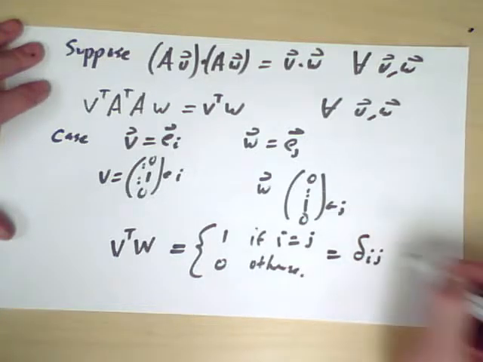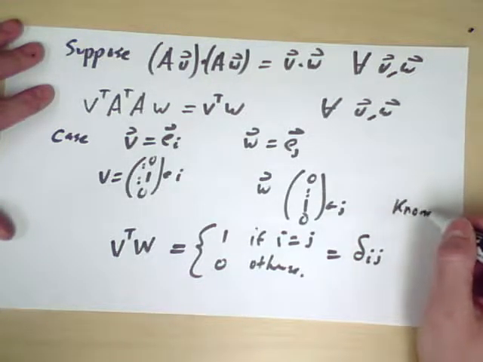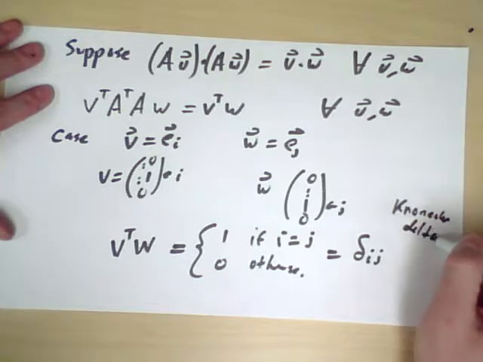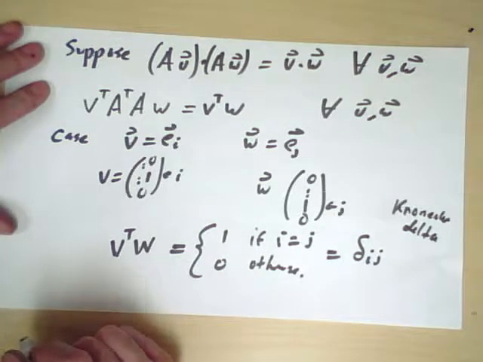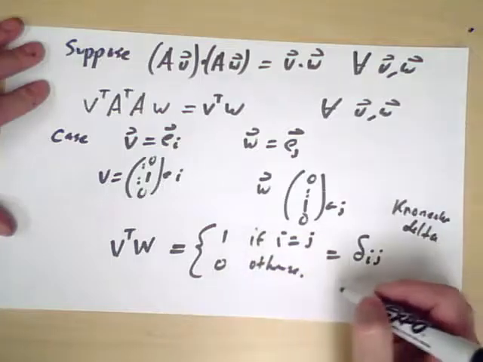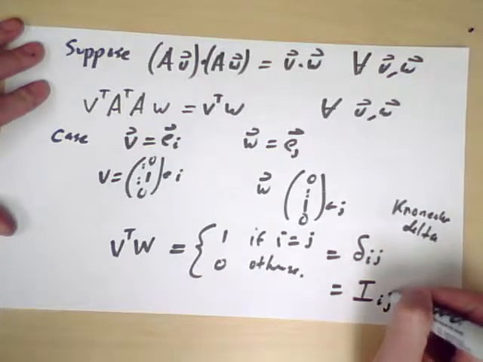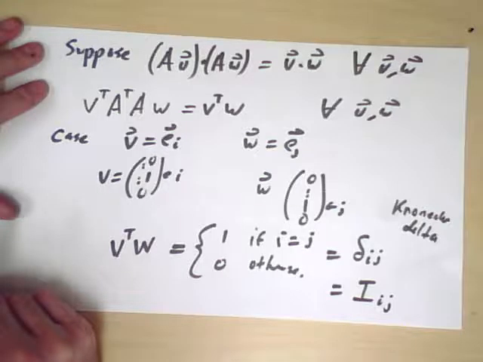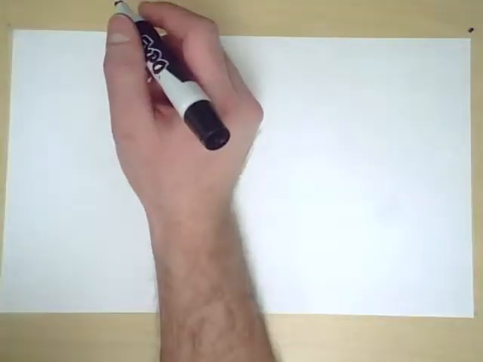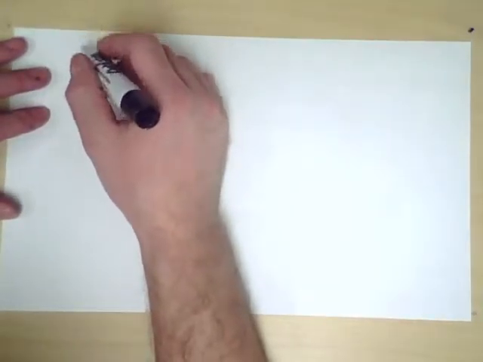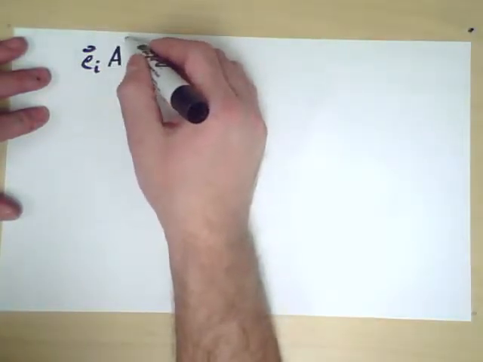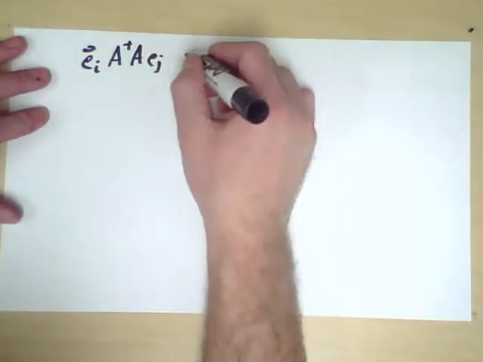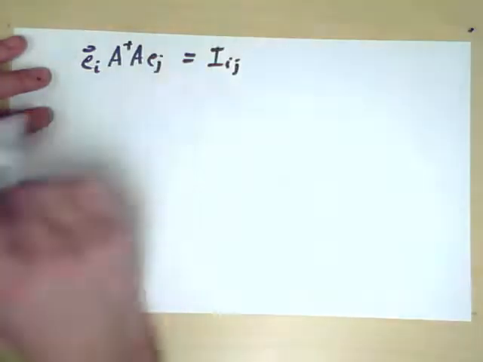Let's write delta ij, sometimes called the Kronecker delta, for the function which is 1 if i equals j and 0 otherwise. If we interpret delta ij as being a matrix, then this is, of course, the identity matrix. It's the matrix whose ijth entry is 1 if i and j are the same, and is 0 otherwise. Okay, so here we are. We have the expression that EI transpose A transpose A EJ is equal to the identity matrix on ij.